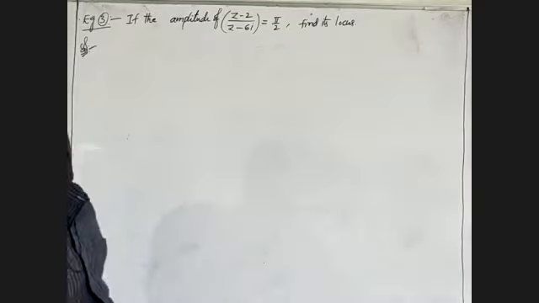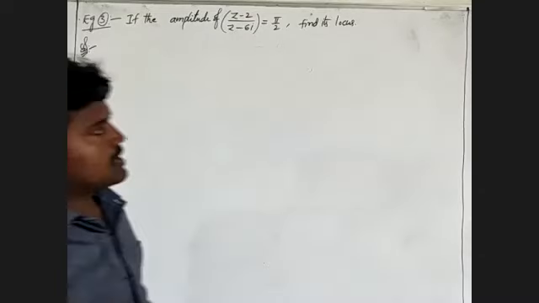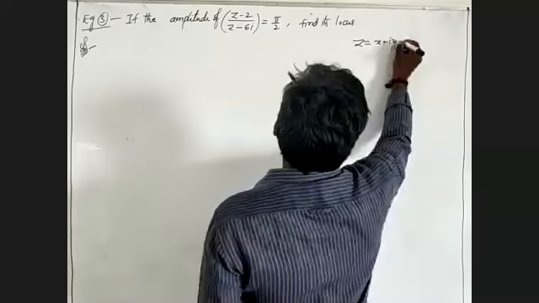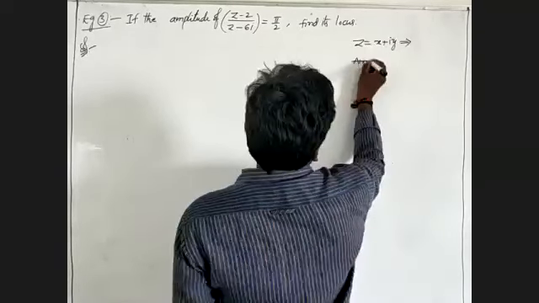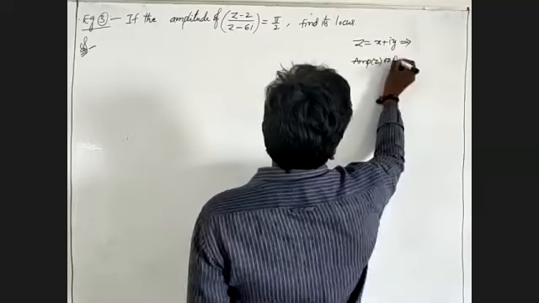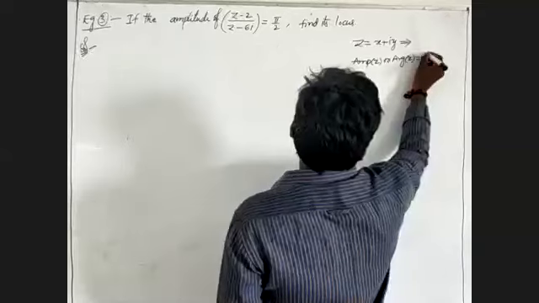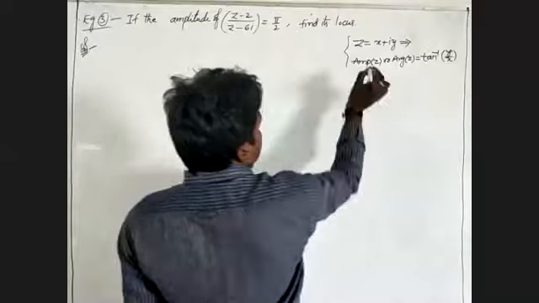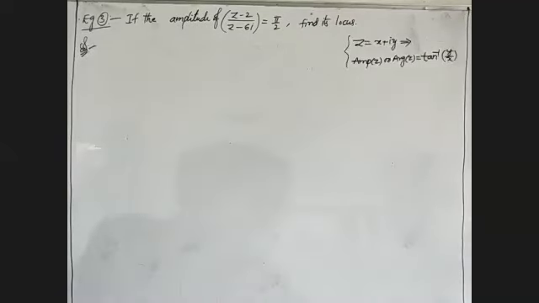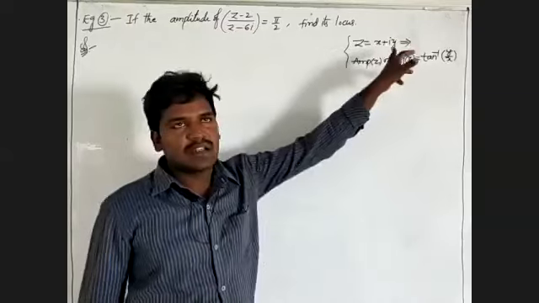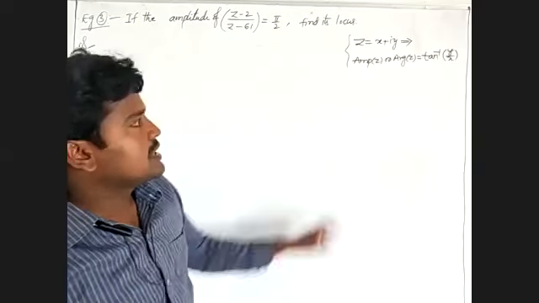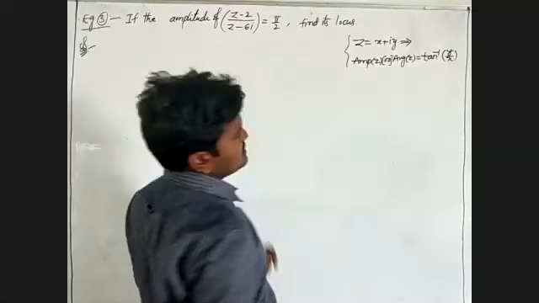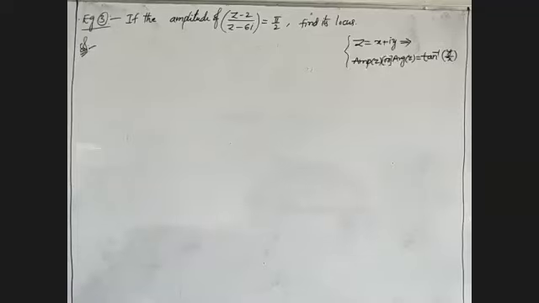We observed in yesterday's class that if z is equal to x plus iy, then the amplitude of z, or argument of z, is nothing but tan inverse of y by x. This formula was told in the previous class, where z is a complex number z equal to x plus iy.